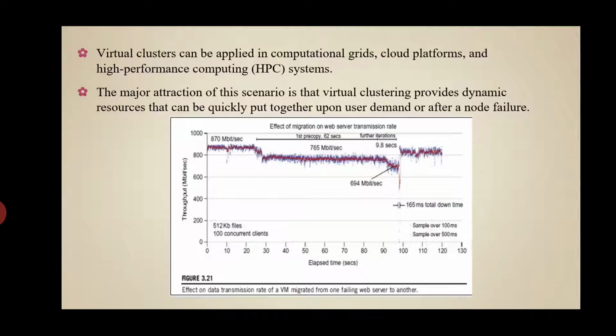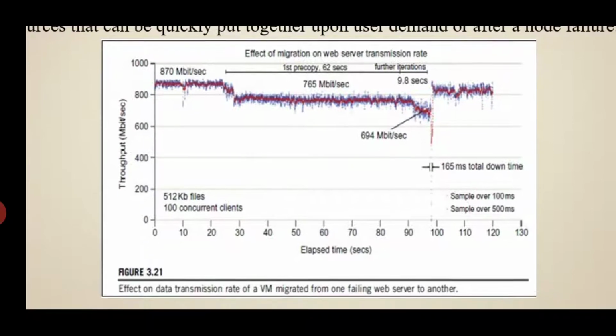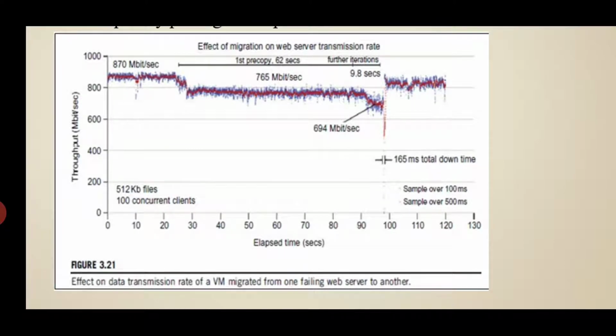When a virtual machine runs a live service, it is necessary to make a trade-off to make sure that the migration occurs in a physical manner that minimizes all three metrics. We can see the graph here. The figure illustrates the effect on the data transmission rate of a virtual machine migrated from one failing web server to another.